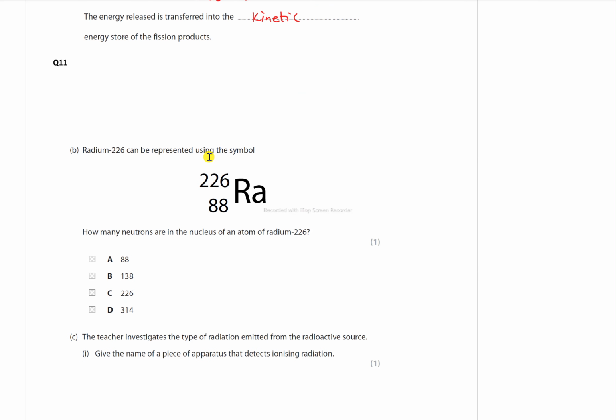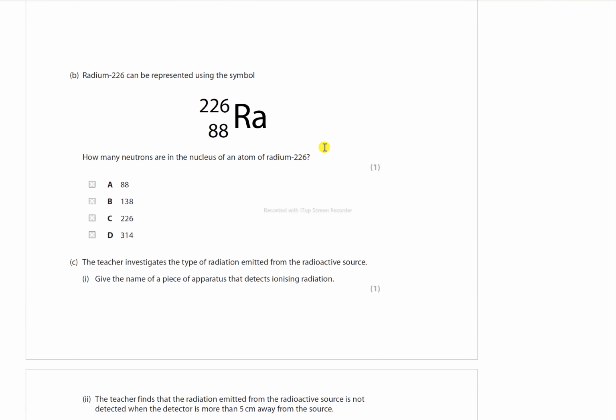Let's keep moving on. The next question, we said part B because part A was not quite radiation. Right, okay. Radium-226 is this here. That there is the number of protons. That there is the number of protons plus neutrons.